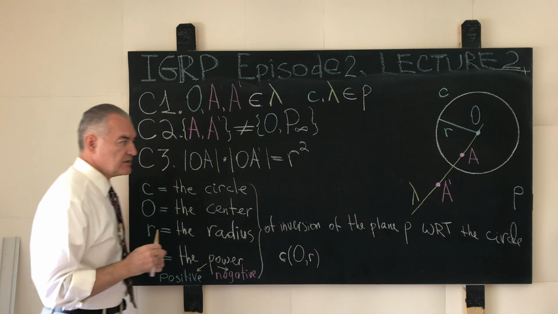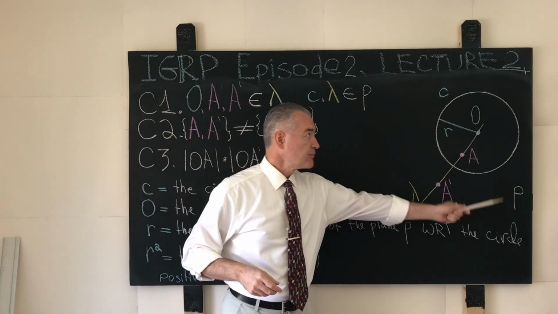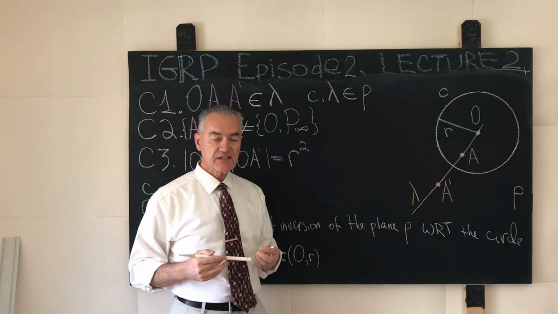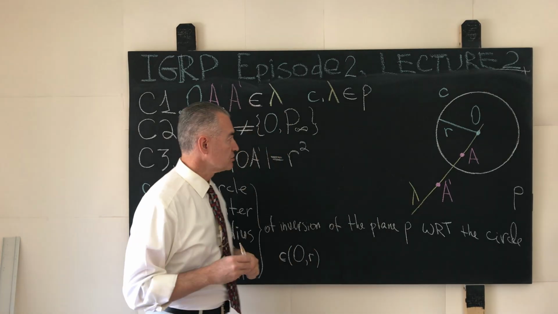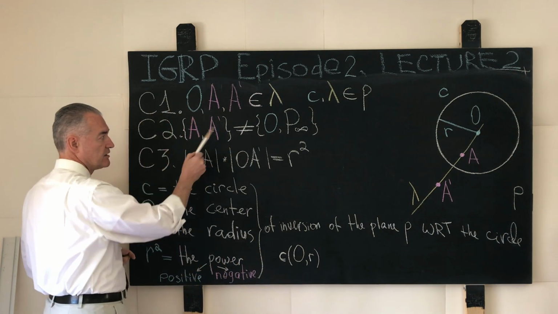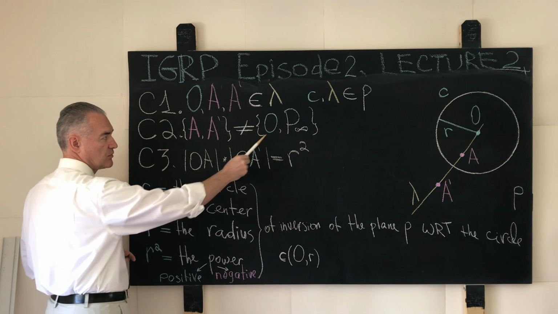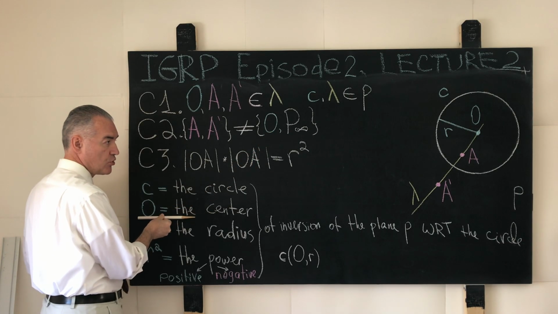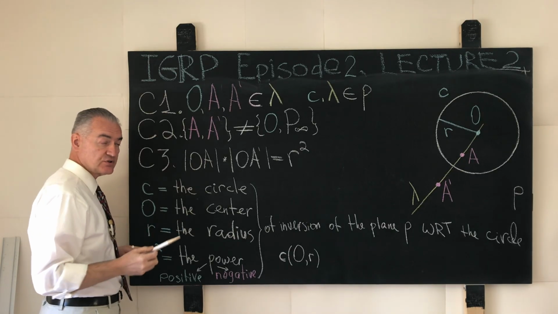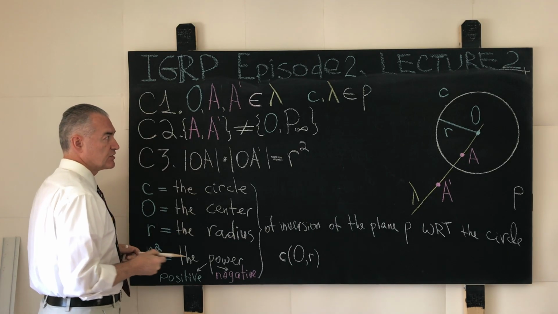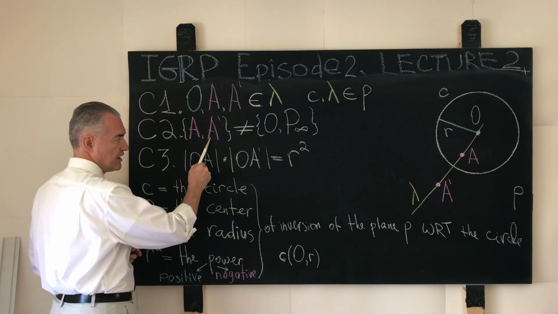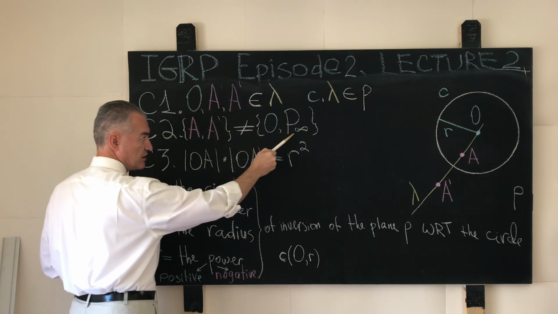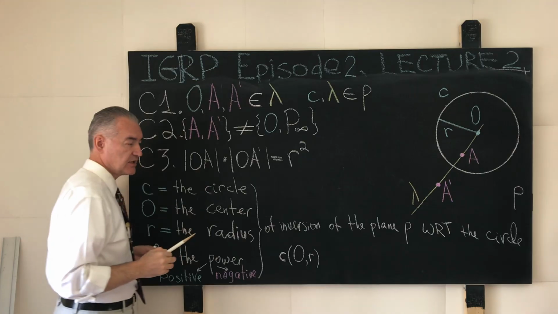Now, when I define the inversion of the plane P with respect to the circle C as the transformation of the plane into itself, remember, with condition 2, we demand that the points A and A prime are distinct from the center of inversion. We now know the official name for the point O, and we should start getting used to this official terminology. So our points A and A prime are to be distinct from the center of inversion and the point at infinity. So we cannot claim this.